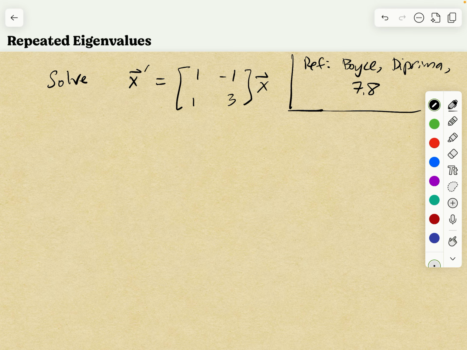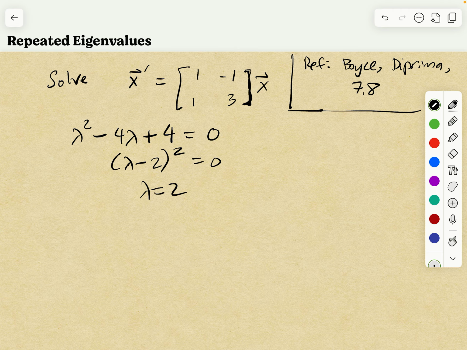First we'll find the characteristic polynomial of the matrix A. That gives you lambda squared minus the trace, 1 plus 3 is 4, so 4 lambda, plus the determinant, 3 minus negative 1, that's 4. You set that equal to 0. Then you factor this: (lambda minus 2) squared. You see that there's only one eigenvalue, which is 2, and this has a multiplicity of 2.